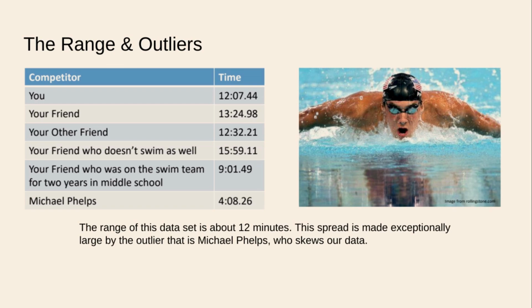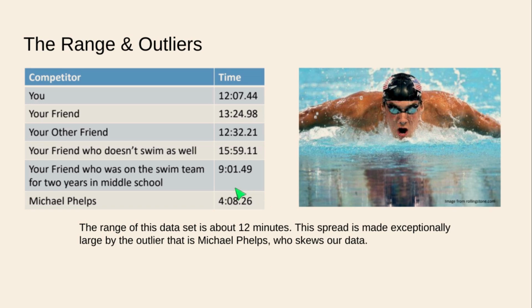The range of this data set is about 12 minutes. This spread is made exceptionally large by the outlier that is Michael Phelps, and possibly your friend who doesn't swim well, but definitely Michael Phelps, who skews our data. Skews our data just means there's an outlier, and the outlier is going to change some key metrics of our data. The further we get through the year, the more you'll see that an outlier can really mess with the center and spread of the data, which are very important for us to know.